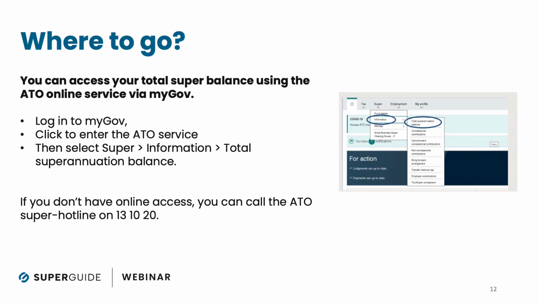This app or this website will then give you your relevant total super balance. And as you can see there, it gives you other things. It gives you your unused concessional contribution amounts. It gives you balances held in different funds. It's a good tool to have. If you don't have access to it, then you can obviously call the ATO on their super hotline 13 10 20, answer a few personal questions, and they'll then give you the information you're looking for.